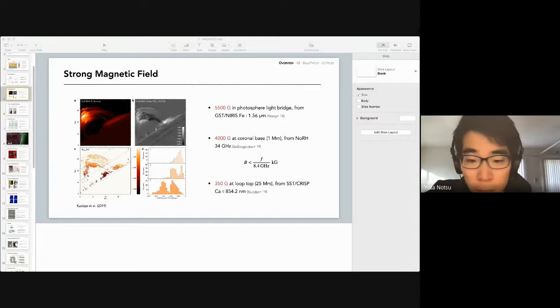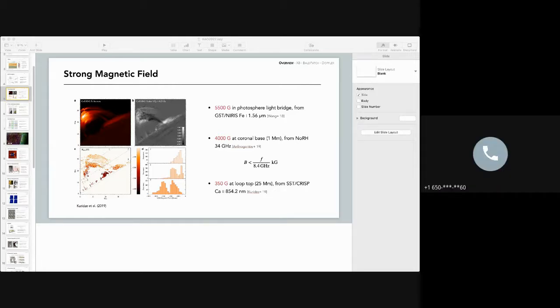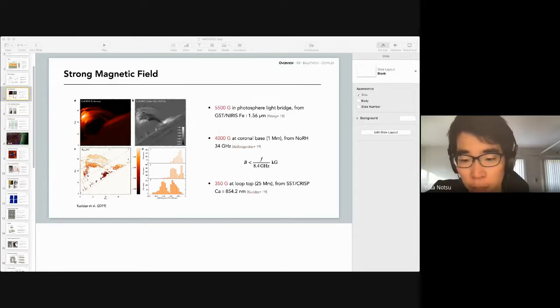Okay, thank you. Yeah, it's very interesting. And this high density, in my idea, can be related with white light emission in the loop. So this will be very interesting for application to other flares too. Yeah, thank you.